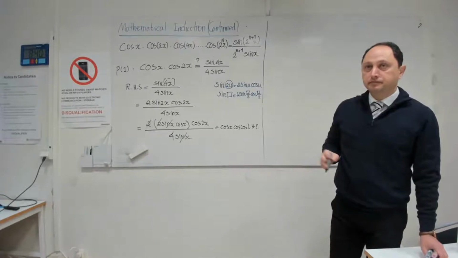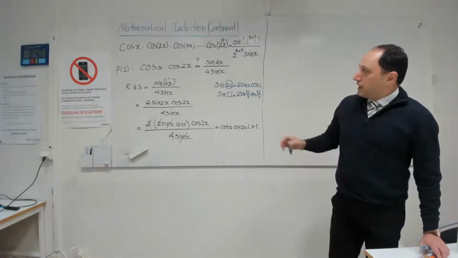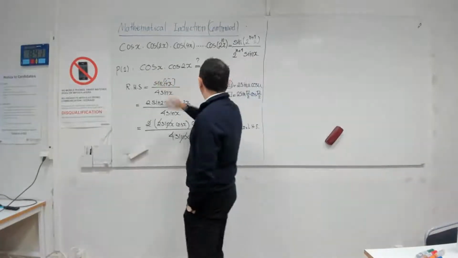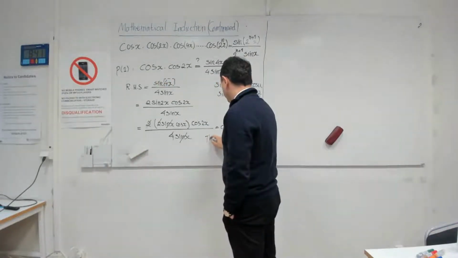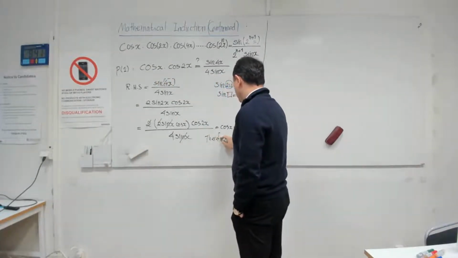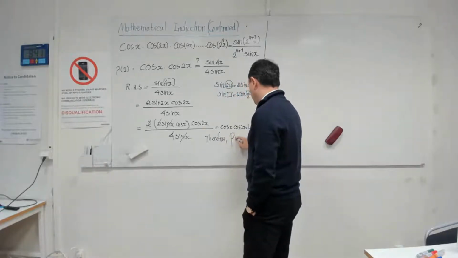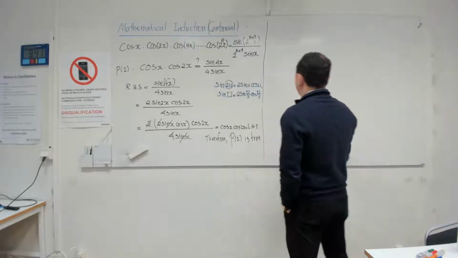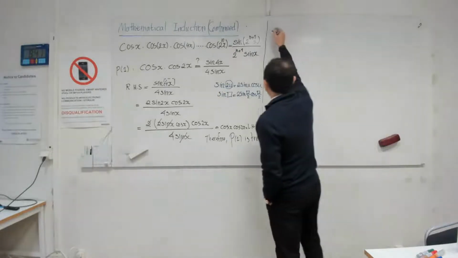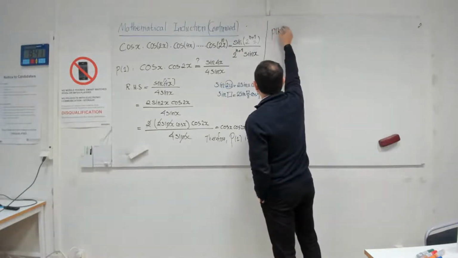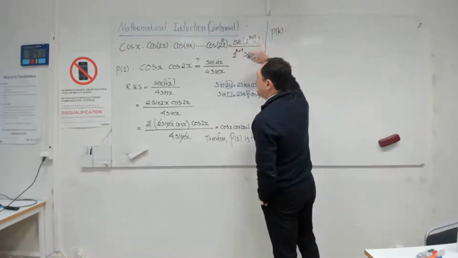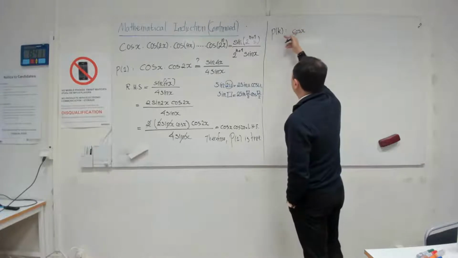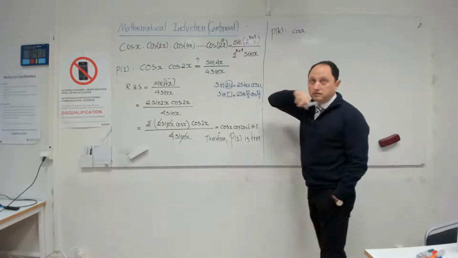Is that clear? Okay. So now that we are sure that P1 is correct, is true, so therefore P1 is true. Okay, then I need to write Pk, assumed to be true. So Pk is very simple. Just replace n with k everywhere. And by the way, your book has written P. They have chosen P, yes?